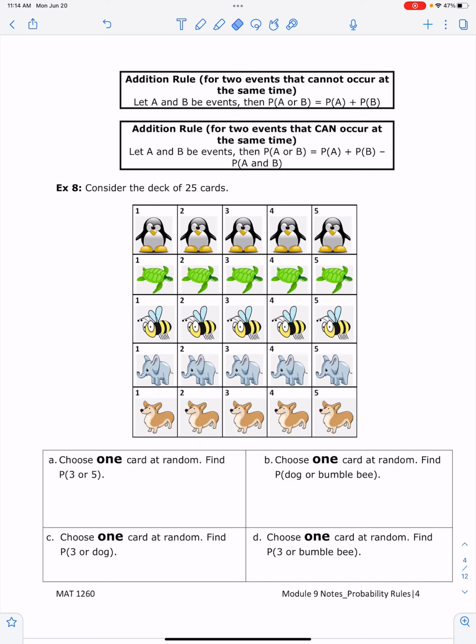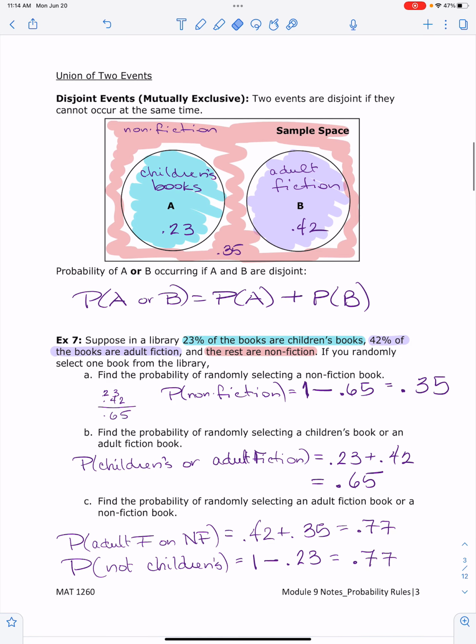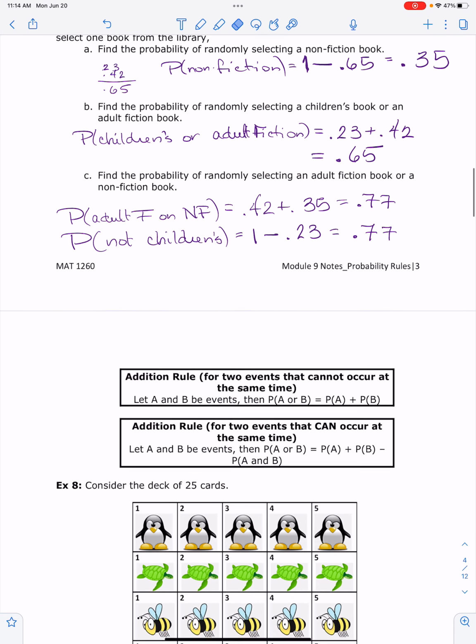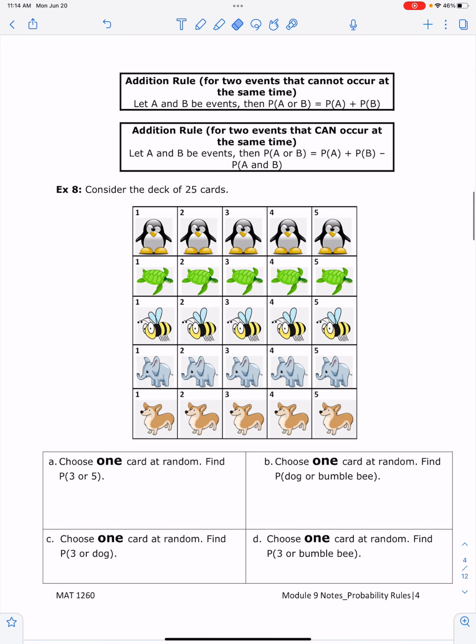These are the Module 9 notes, probability rules. This is page 4. So we are going to talk now about the addition rule again. Okay, it's the same rule we used up here for the probability of A or B occurring, but I want to look at this two different ways.